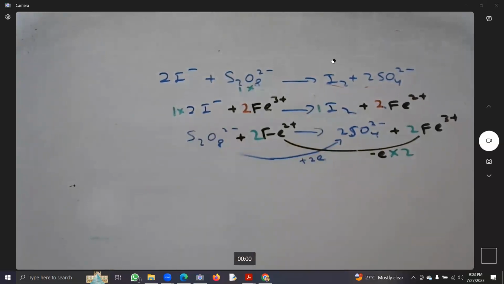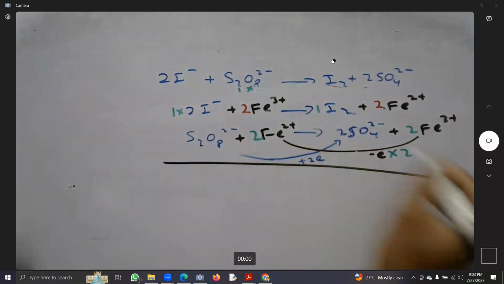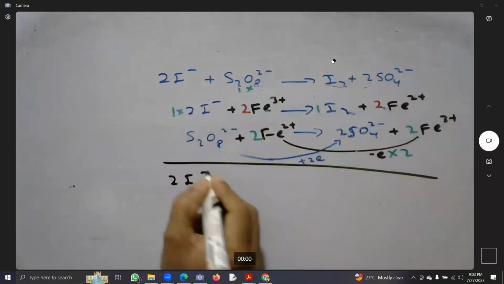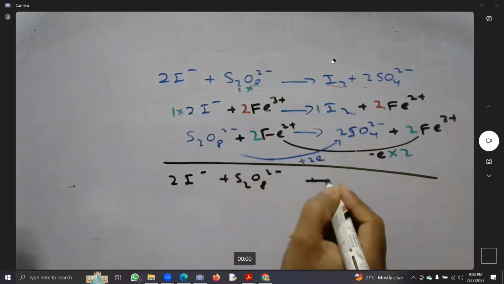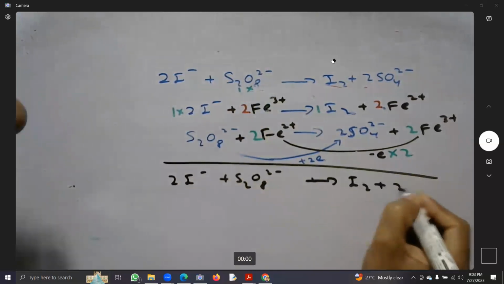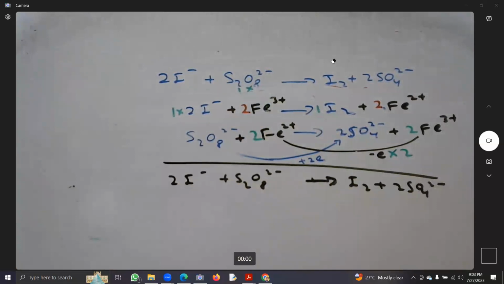So should we copy the third equation only? Yeah, copy this. Then we know the overall equation also, we copy it now. The overall equation, of course, we know: 2I minus plus S2O8 2 minus gives I2 plus 2SO4 2 minus. Copy.